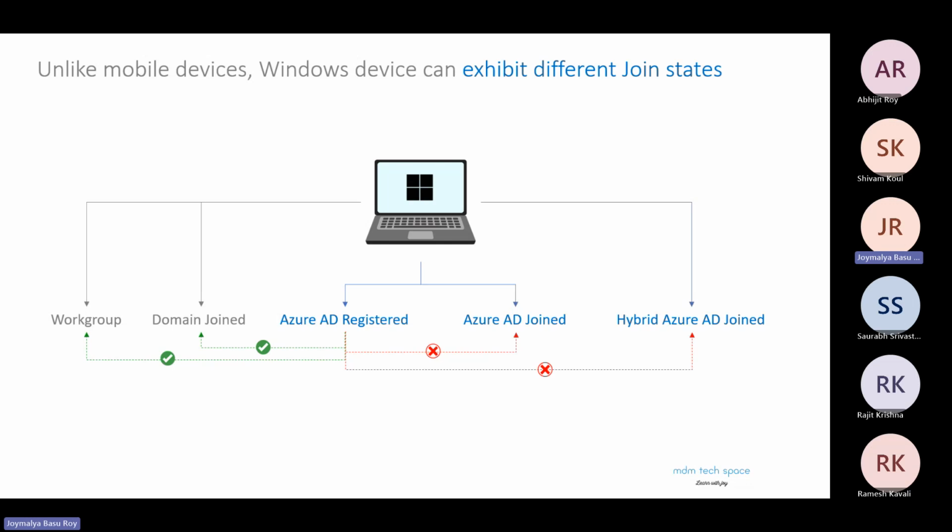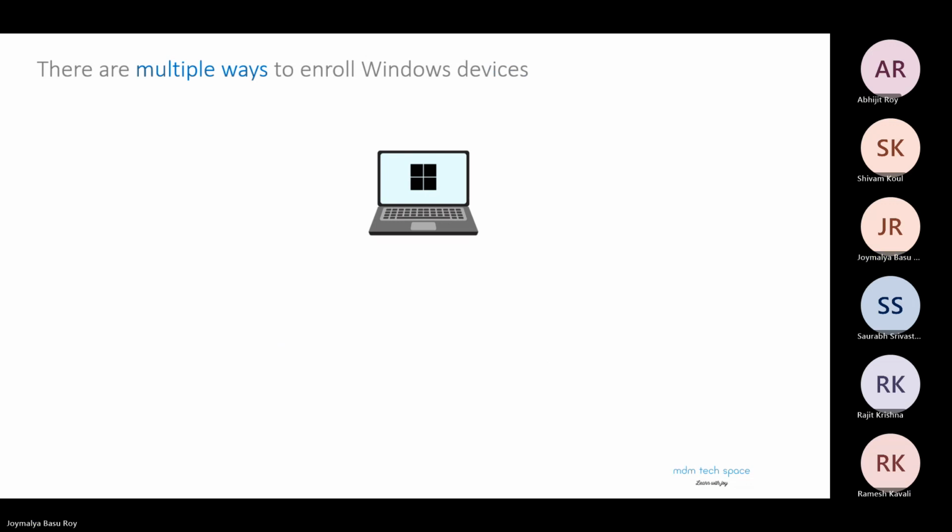So now that a Windows device has different join states, there must also be different ways to enroll Windows devices, right? Yes. So help me with the different types of enrollment that we can do with Windows. One enrollment can be done manually, by the user.